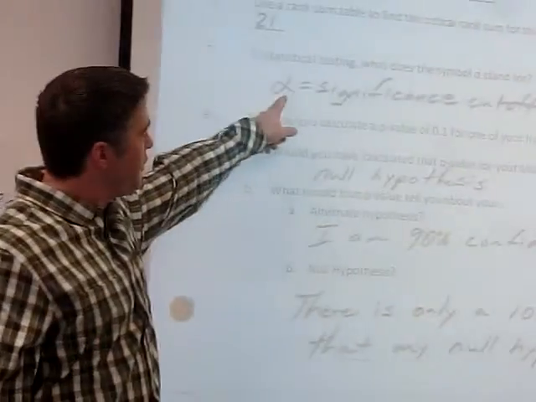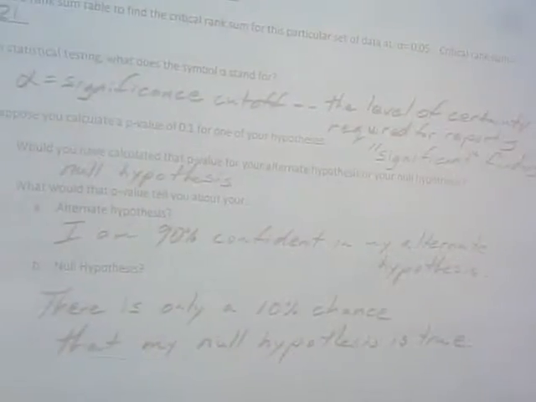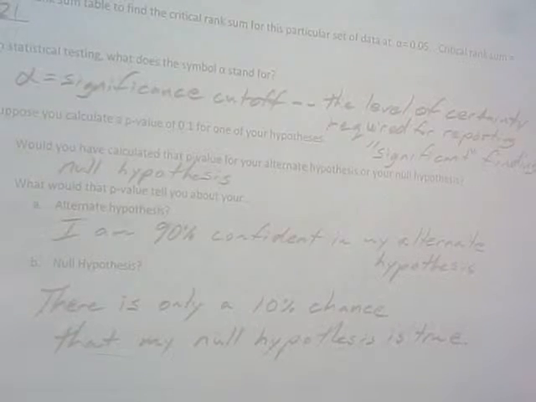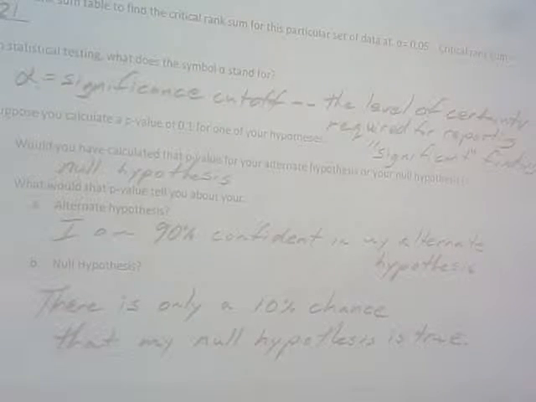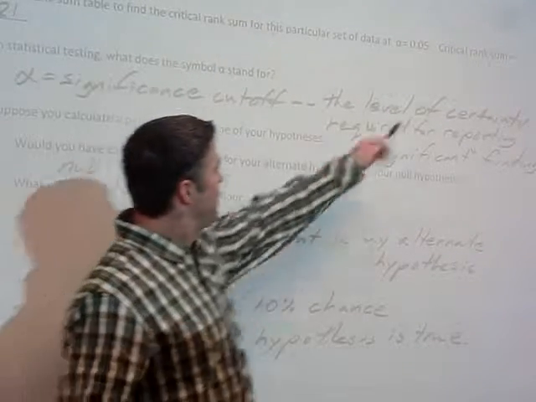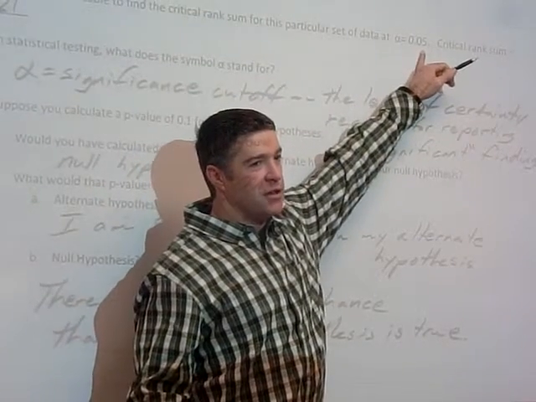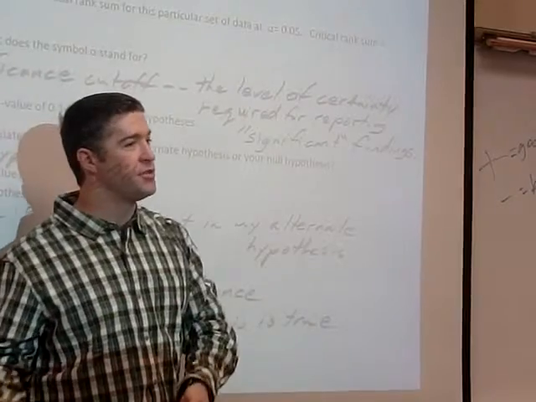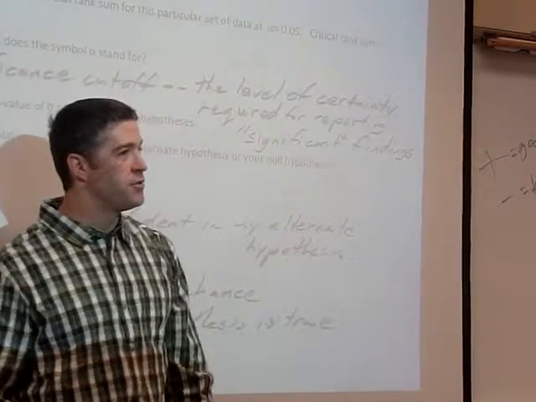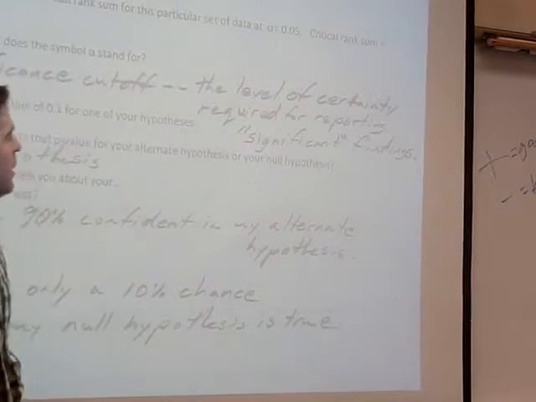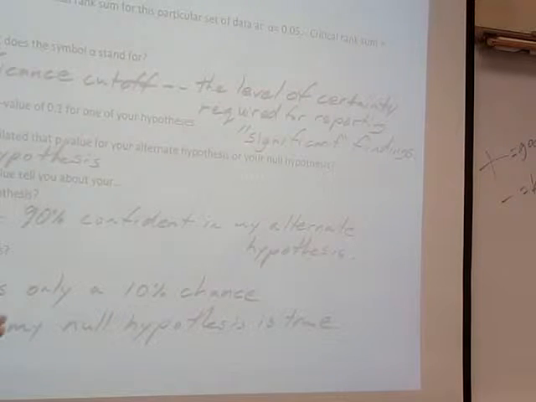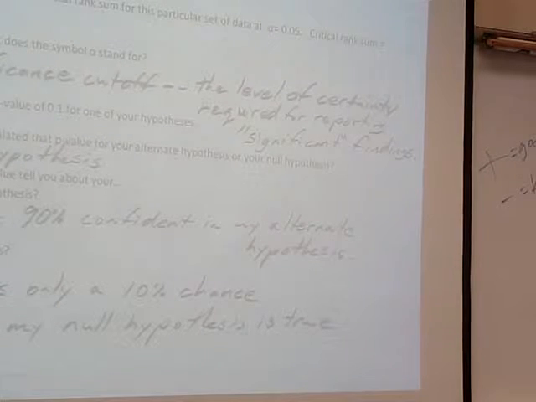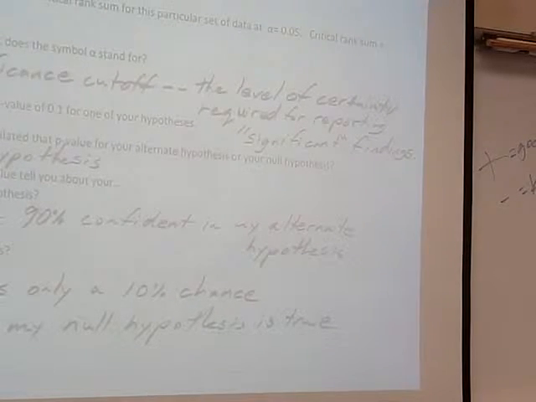What does the symbol alpha stand for? It's a significance cutoff. It's the level of certainty required for reporting significant findings. And 0.05 means the chance of the null hypothesis being true is 5% or less, which means the chance of what we're trying to prove, the alternate hypothesis, is 95% or more. And that's a standard significance cutoff for scientific studies.